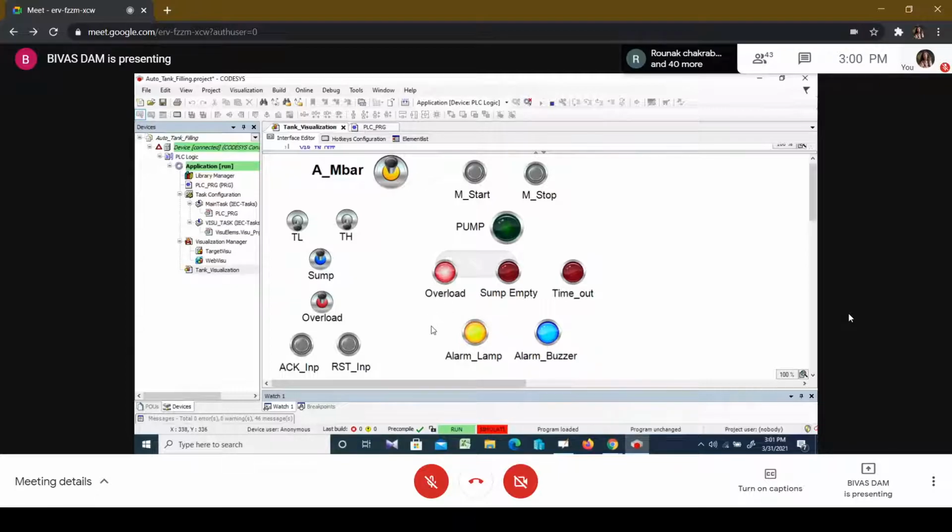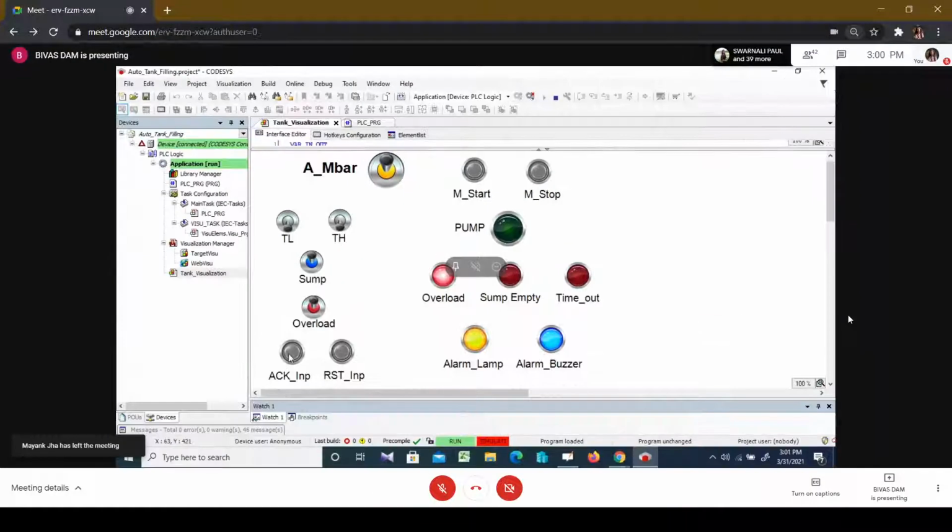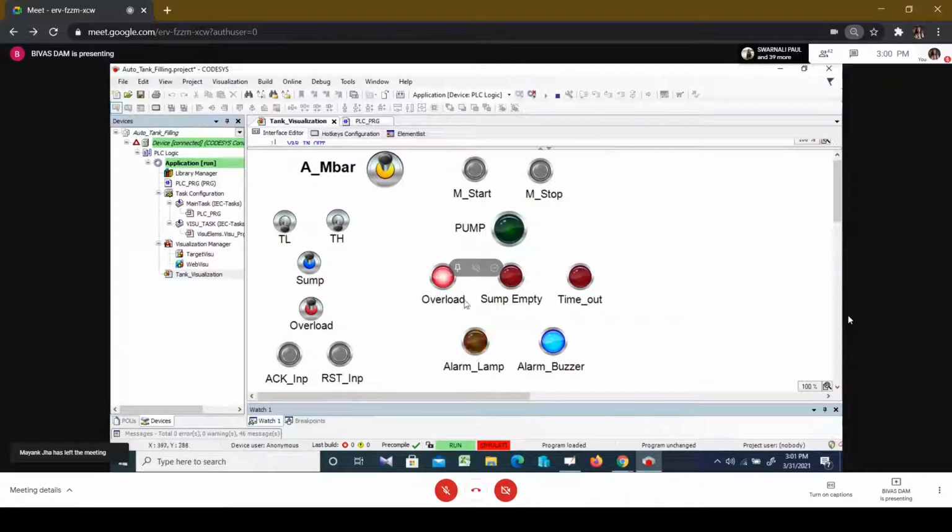Now the operator has come near the pump room. He has checked what the error problem is, and after that he presses the acknowledgement switch. Buzzer is off. Alarm lamp is now steady. Now he has taken care of this overload situation. Now it has to be indicated to the system that the situation has been rectified, and that is done by this reset switch. So alarm is off and the pump has started.